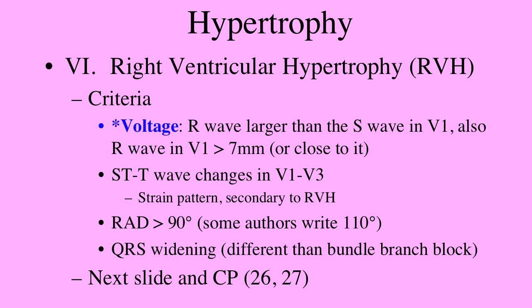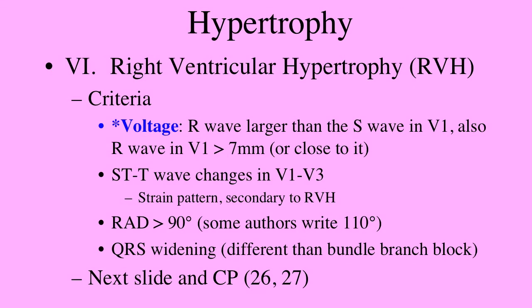Probably a good place to look, and we can follow these first two criteria on page 26 in the course pack. Kind of to backtrack a little bit, in the course pack on page 26 you have a tall R wave in V1, and then you have a little bit of a strain pattern also in V1, V2 across there. If you look at page 27, same thing, tall R wave in V1, V2, and you have that strain pattern going on there too.